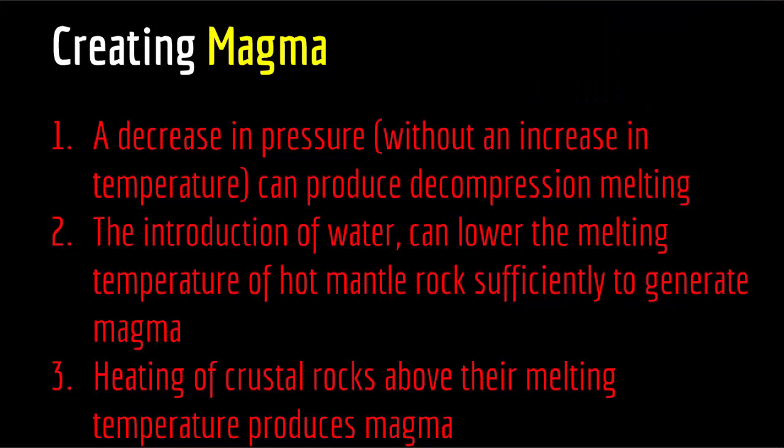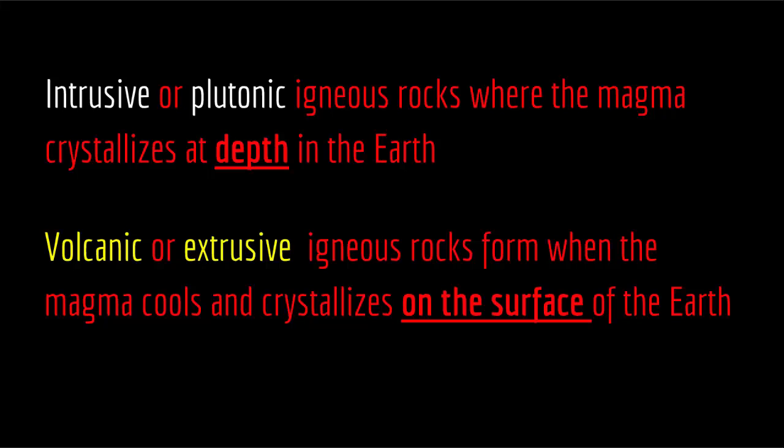decompression melting. The other way that nature creates magma is through introduction of water or sometimes impurities that can lower the melting temperature of hot mantle rocks sufficiently to generate magma. The third way that nature creates magma is through heating of crustal rocks above their melting temperature, producing magma. Sometimes you have magma deep inside Earth that rises, and these magmas contain a lot of heat. When this heat is transferred to the rocks surrounding, it causes the rocks to melt and to rise up to the surface.